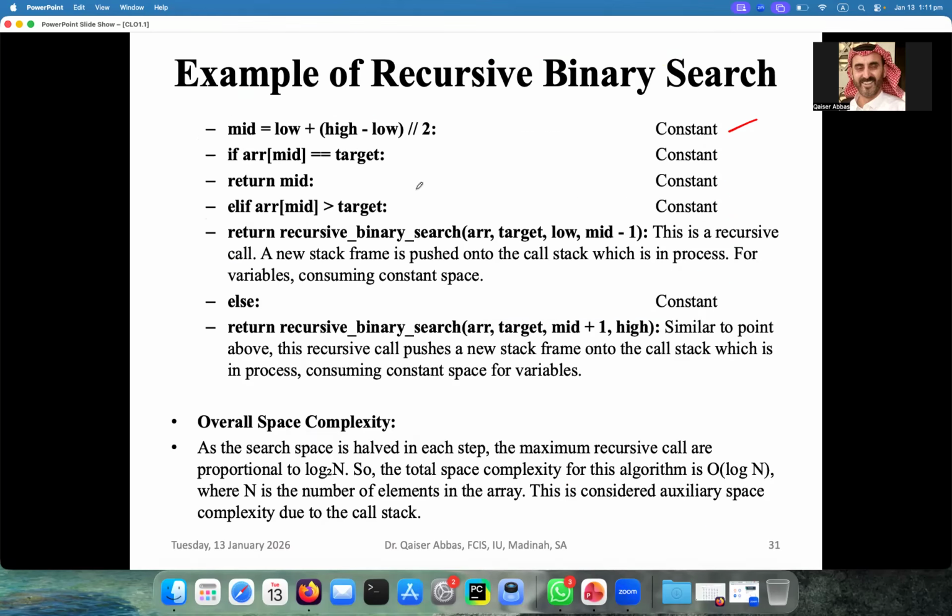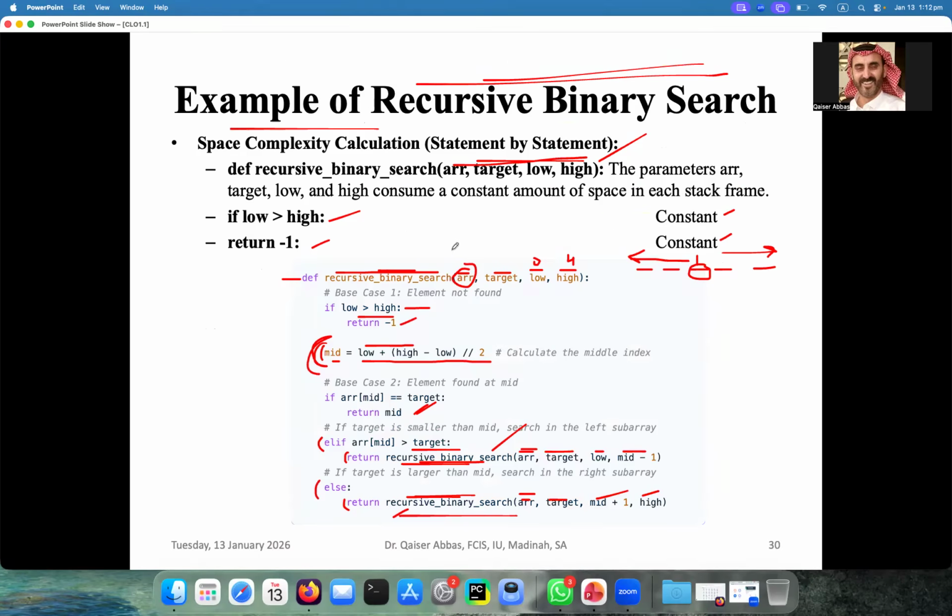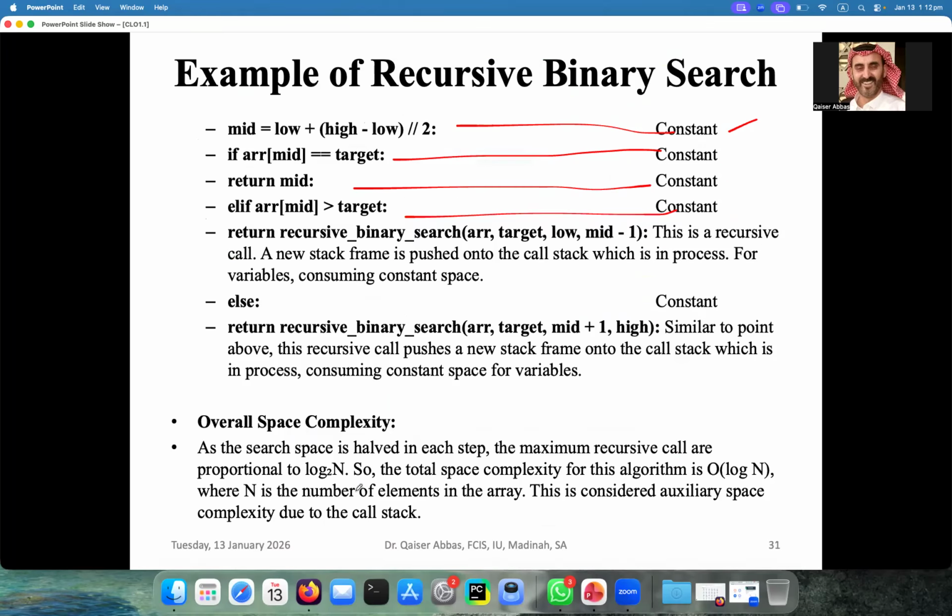Understood? So for mid, low, high, this will take constant. Array comparative statement, constant. Return, constant. Else, this statement, constant. Then return recursive binary search, this statement and this statement. These are the recursive statements.